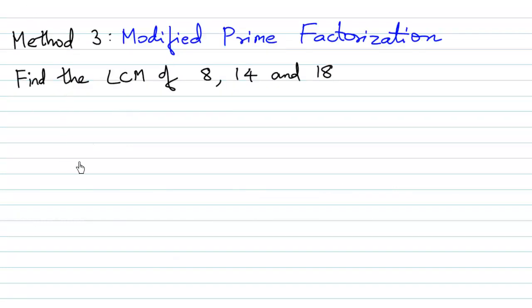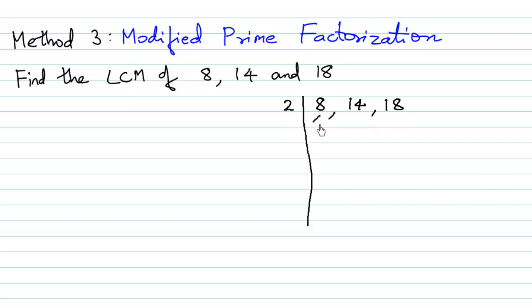Then we have another method which is called the modified prime factorization. This is the quickest possible method to find the LCM of 2 numbers or more than 2 numbers. So let us see how we do this. Find the LCM of 8, 14 and 18. So we are going to write down 8, 14 and 18 all together. And then starting with the smallest prime number 2, we are going to see if these 3 numbers or at least one number is divisible or not.